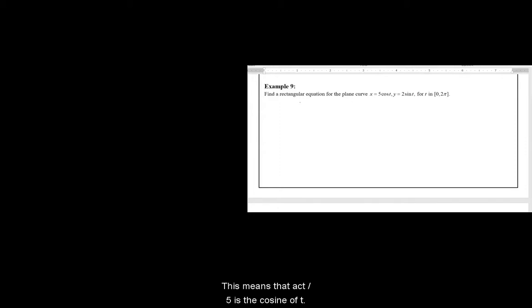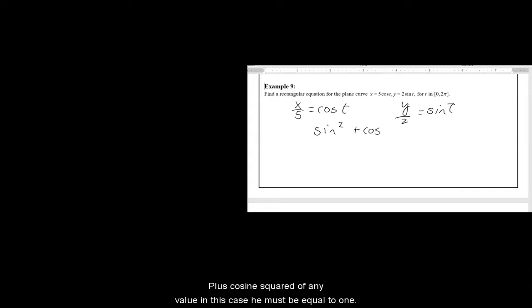This means that x divided by 5 is the cosine of t, and y divided by 2 is sine of t. Then I'll use the Pythagorean identity that sine squared plus cosine squared of any value, in this case t, must be equal to 1. Using the Pythagorean identity and substituting in the values, I can replace sine squared of t with y over 2 quantity squared.